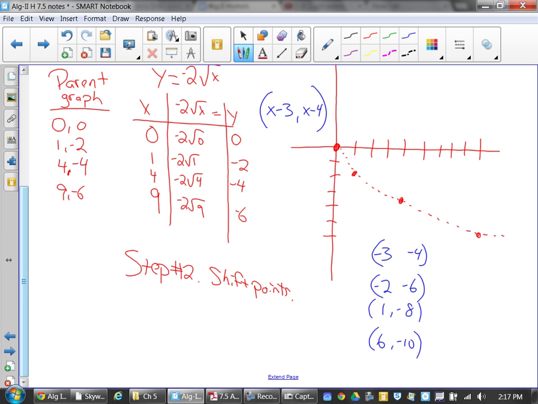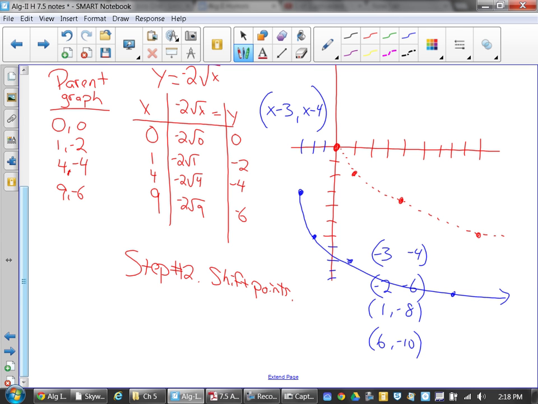Is that okay? So now when I go to plot those, I just plot my new points. Negative 3, negative 4. Negative 2, negative 6. 1, negative 8. 6, negative 10. 6 was 9. And it's been shifted. Okay? We moved that graph to the left 3 and down 4 with that h and the k.